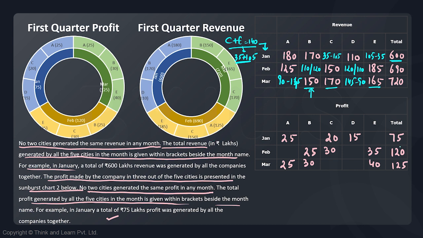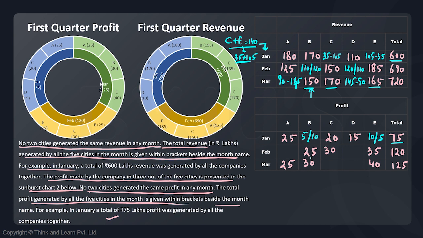Let's talk about January month. Total profit is 75. 25 plus 20 is 45 plus 15 is 60. The other two will be equal to 15. The only possibility is one of them is 5, the other one is 10. Only 5 plus 10 can make it 15 because the numbers are different. Keep that in mind, and they must be in multiples of 5.